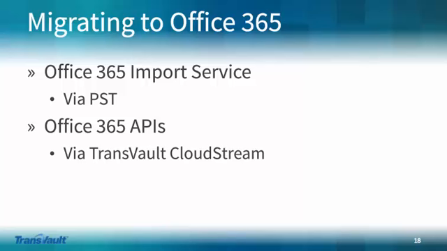We've talked a bit about the partner selection and the project steps, but now it's time to have a look in a little bit more detail at some of the options for how you can migrate your data in. There are two broad ways to do it, both of which TransVault supports. But really we should have a quick run through of the various pros and cons of either using the Office 365 import service, which as Nick was saying earlier is via PST, or using the APIs which our software is able to leverage.